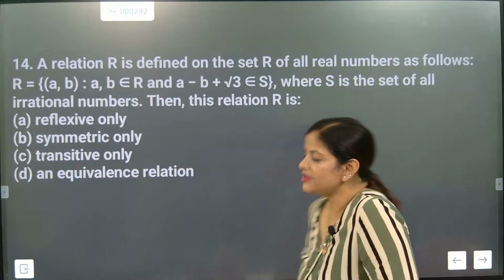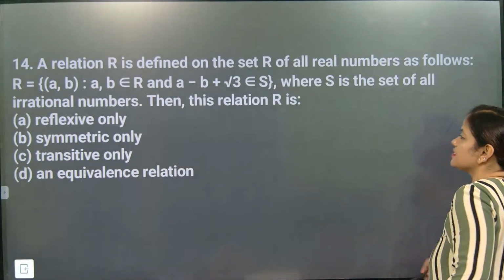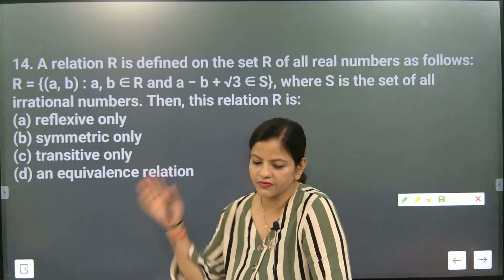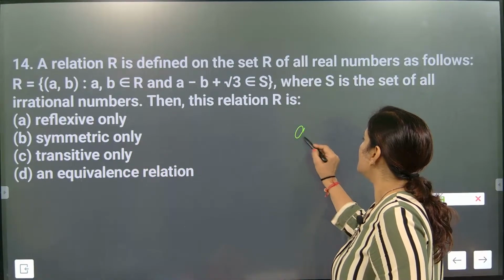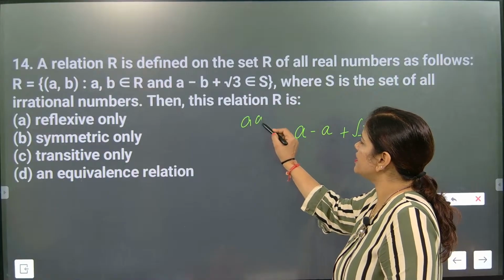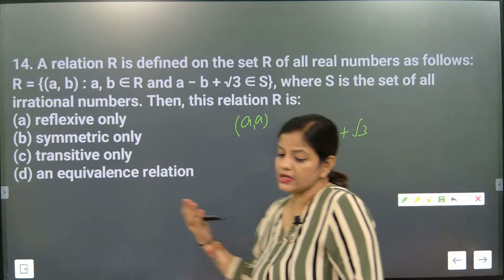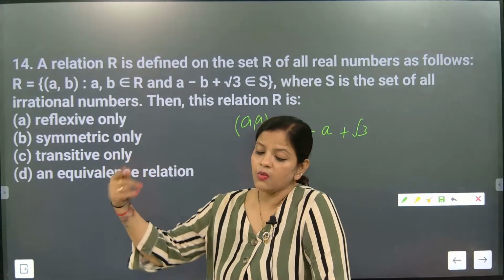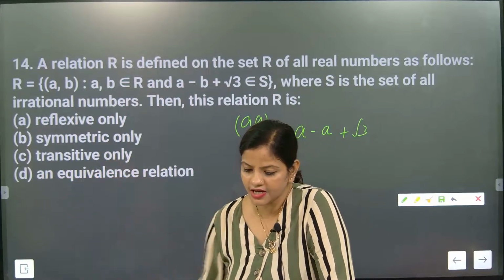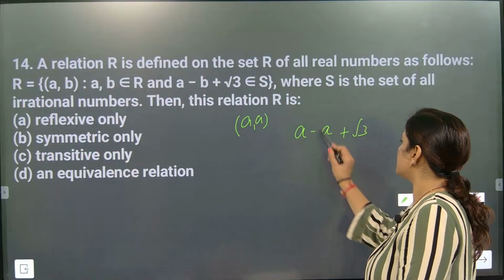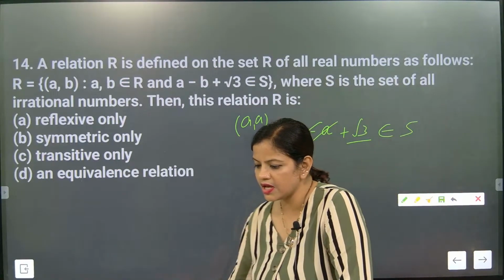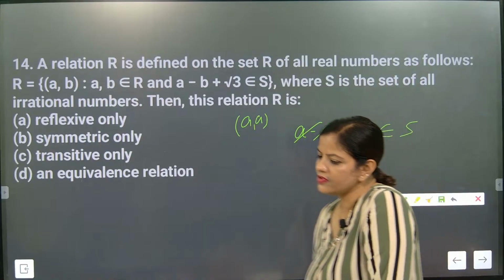Now see, we'll check. We don't know. We started from zero level in the relation chapter. We don't know anything, but we know one thing: A minus A will be there plus root 3. Reflexive relation means a number related to itself: 1,1; 2,2; 3,3; 4,4; A,A; B,B; C,C; D,D, like that. So when you subtract this, it comes as root 3, and root 3 is an irrational number. Okay. Now we'll check symmetric.